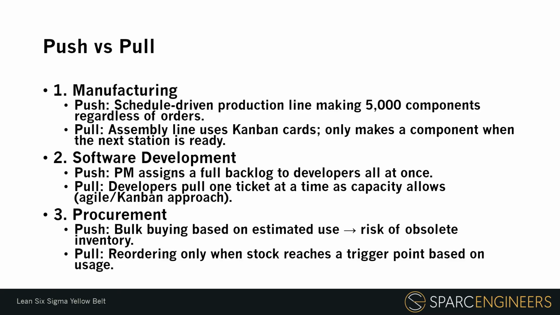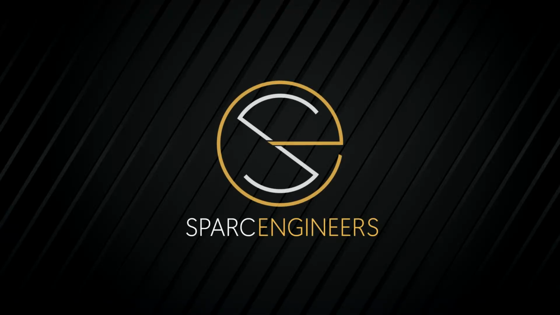To summarize Module 5, push systems rely on forecasts and schedules, often leading to overproduction, excess inventory, and inefficiencies. Pull systems respond to actual demand, enabling just-in-time flow, reduced waste, and increased flexibility. These principles apply across industries, from manufacturing to software, procurement, and beyond. Moving toward pull systems is a central strategy in Lean, helping organizations become more responsive, efficient, and customer-focused.